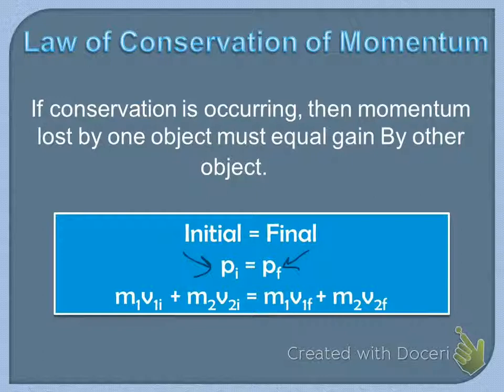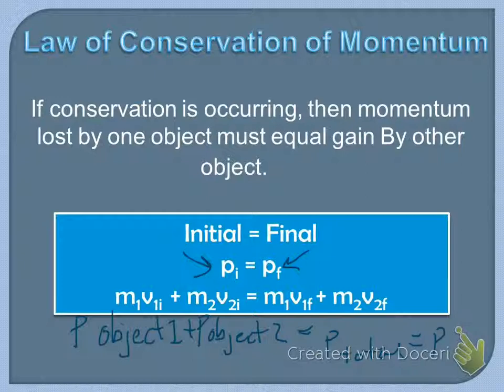Because we have two objects, we have to add the momentum of object 1 plus the momentum of object 2 before they interact. That's going to equal the total momentum of the system. So we might say the momentum of object 1 plus the momentum of object 2 is always going to equal the total momentum of the system. And that total momentum has to equal the momentum of object 1 after, so that's the momentum of 1 final, plus the momentum of object 2 final.